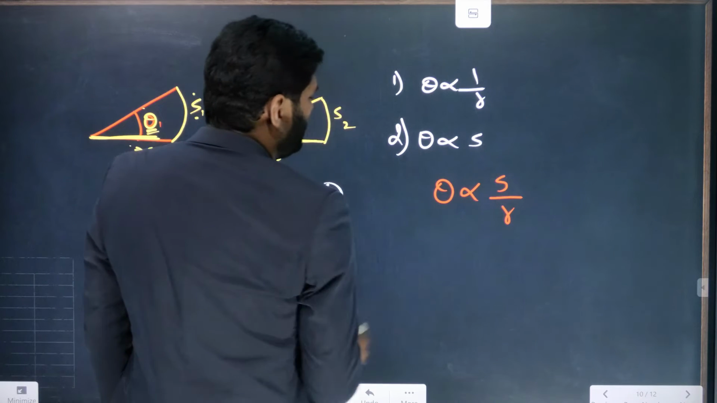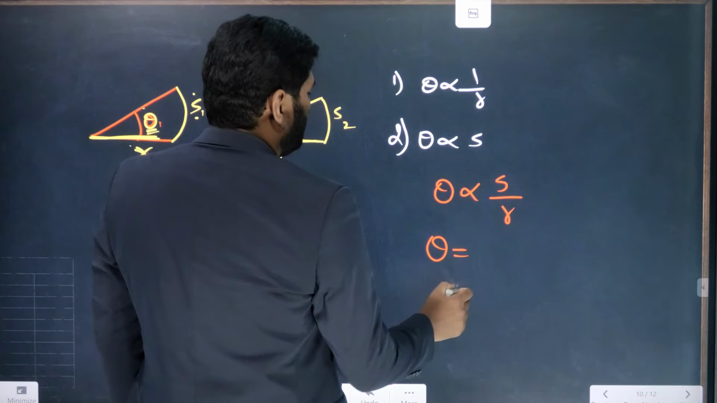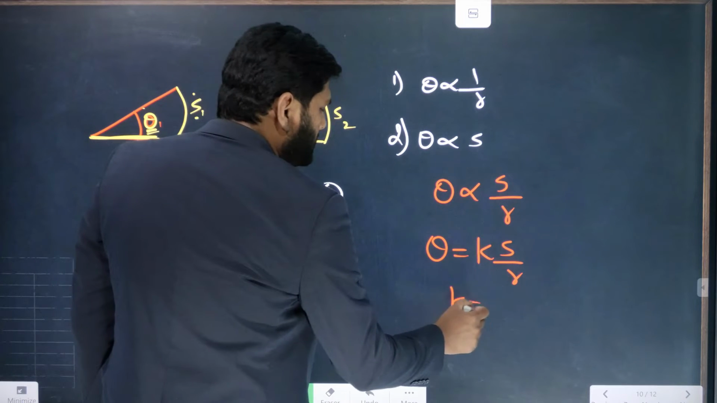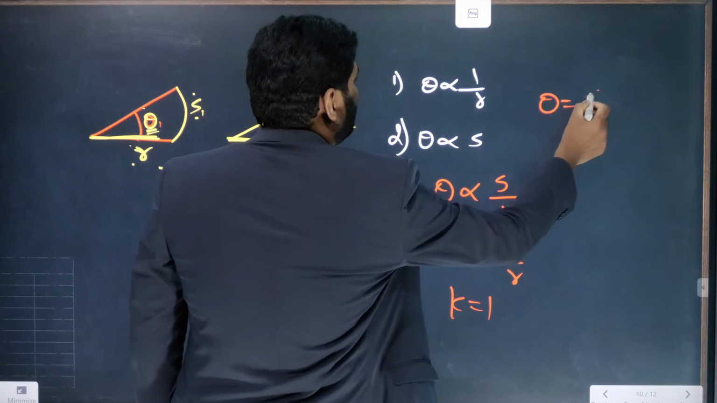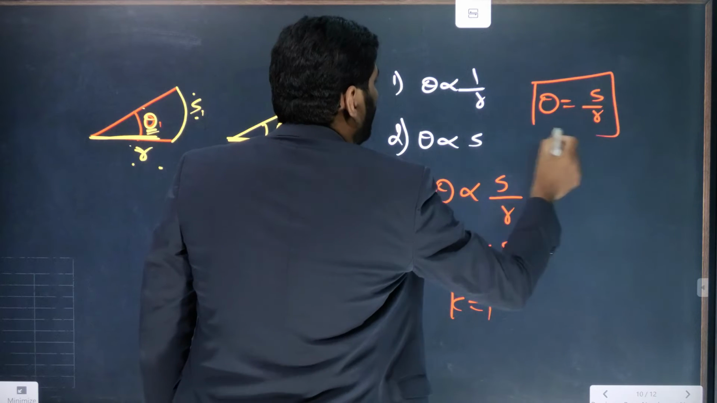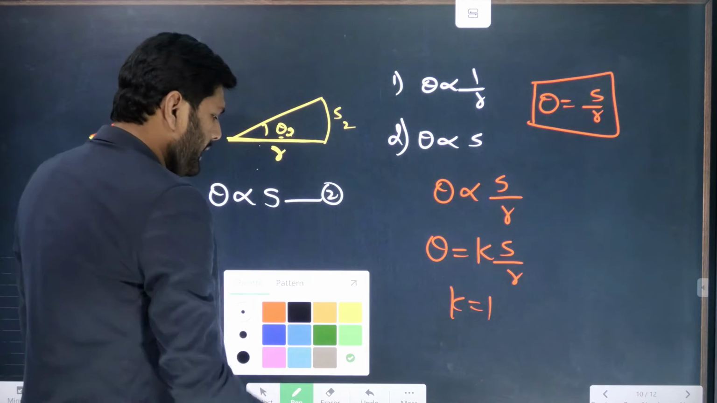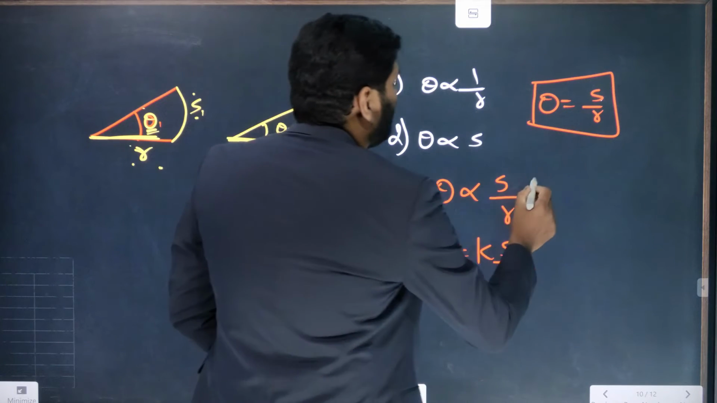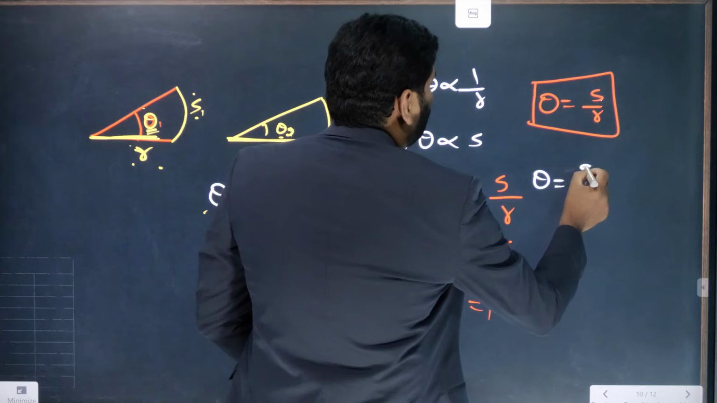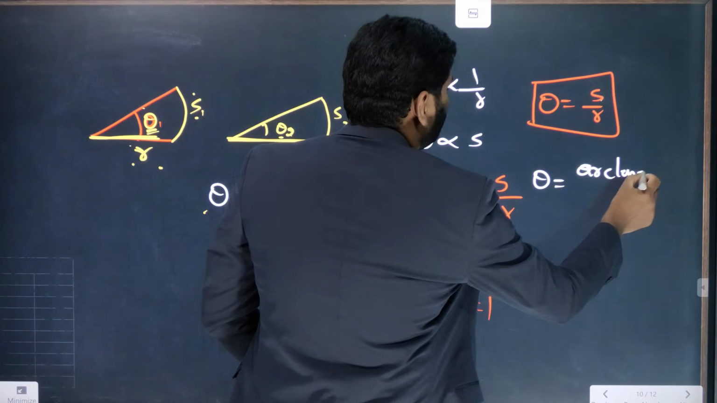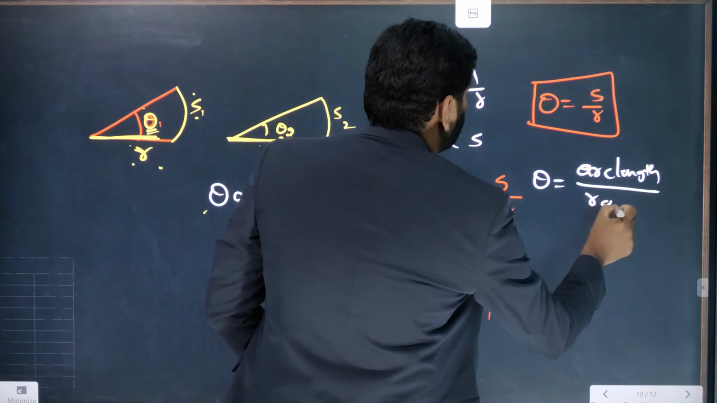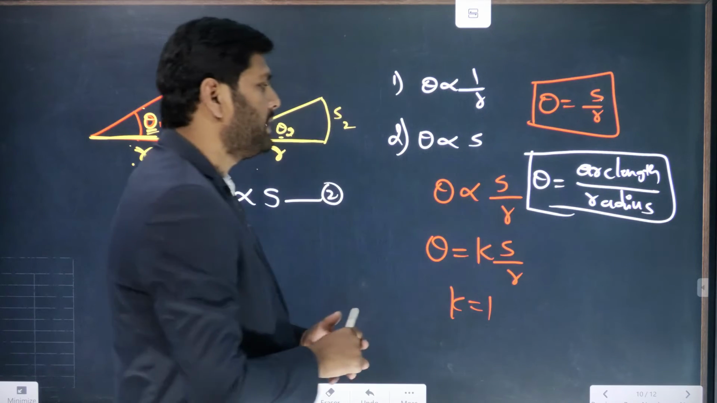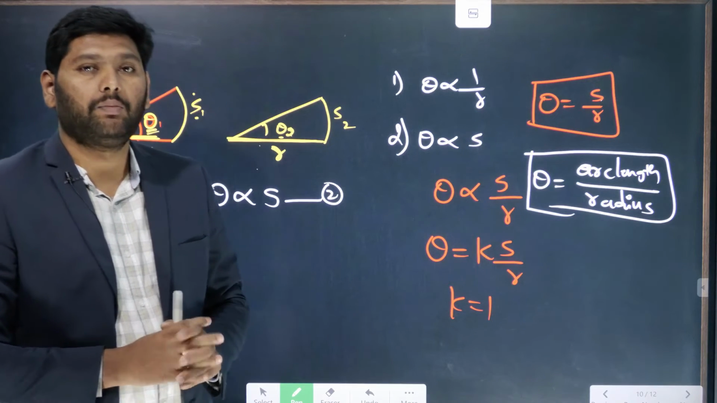Now, removing the proportionality, theta is equal to K S by R. Here the K value is 1, so theta is equal to S by R. So how can you define this angle? You will define the angle as arc length by radius. Angle is equal to arc length by radius. This is our conclusion: the arc length by radius is nothing but the angle.